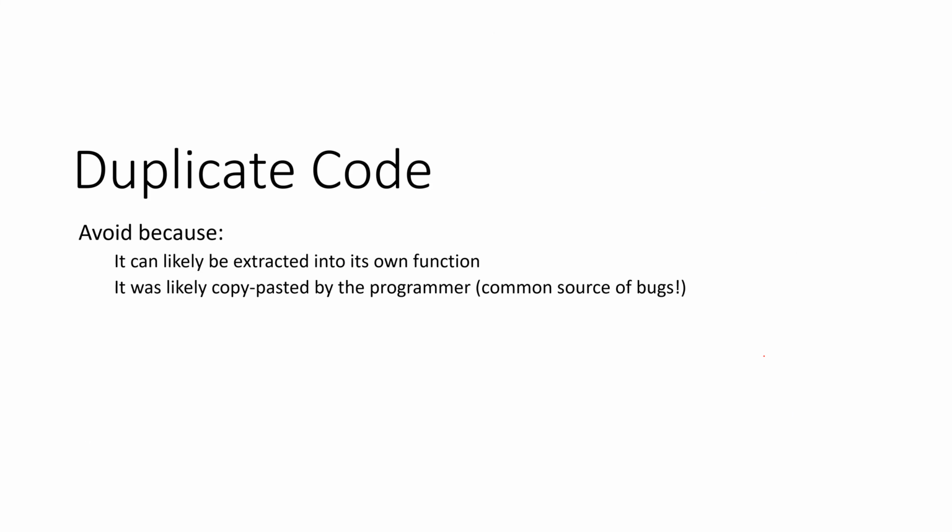Okay, duplicate code. You want to avoid duplicated code. Why? Because it can probably be extracted into its own function, which makes your code shorter. You just call it from multiple places. Also, when you have duplicate code, what usually happens is people write the code once and then copy it, right? They paste it in, they change some of the variable names. And they often make a mistake, right? They forget to change certain variables. So it's a common source of bugs.